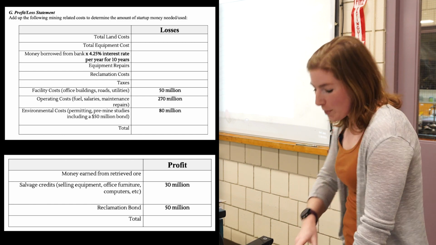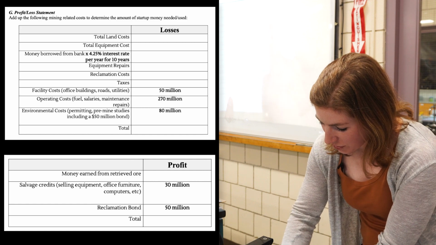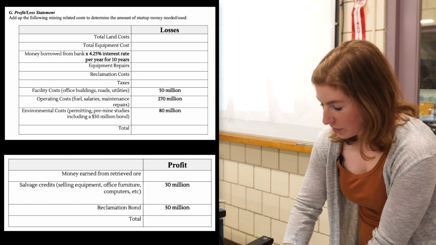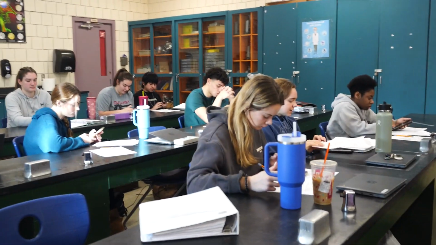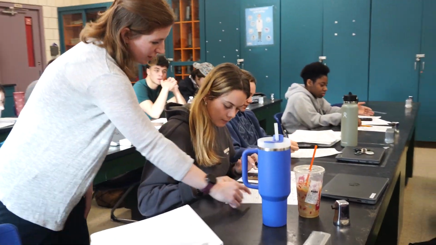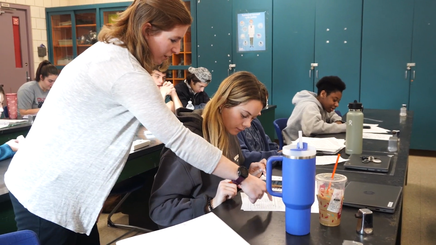So, add up all these numbers and figure out what your losses are. Kira, are you all set with this? Yeah. Perfect. So now you're just adding all these together to get a total.